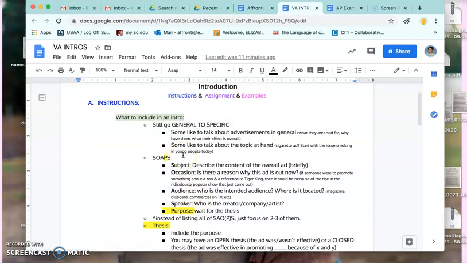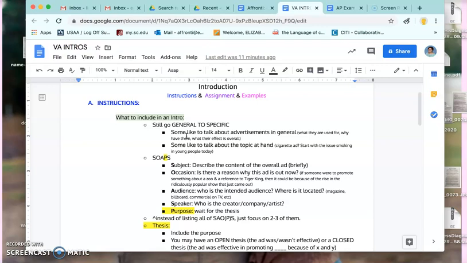So as always with an introduction paragraph, you will go general to specific. Some people like to talk about the advertisement business in general, like why do people even have ads? What's the purpose of it? And then go down more specifically and talk about the specific example that you have.